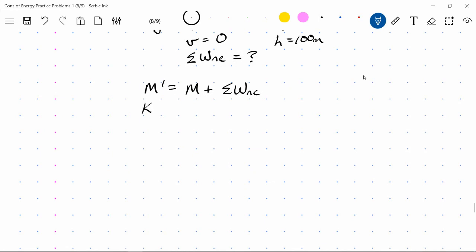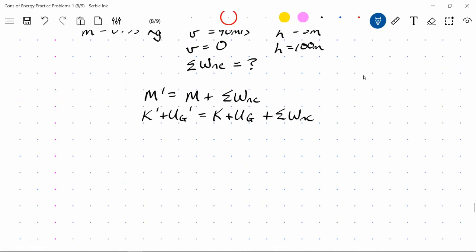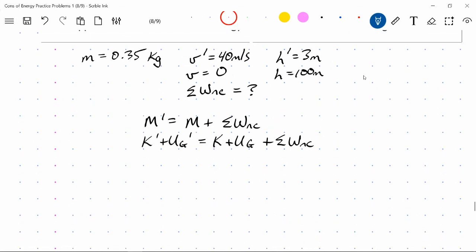K prime plus U gravity prime. This very quickly becomes routine, equal to K plus U gravity plus the net work done by non-conservative forces. Let's cross out the things that we know are 0. Actually, in this case, there's not much. It started from rest, but the height was not 0 in either case, so I'm going to keep both of my U gravities. K prime, it's moving quickly, and of course, the net work non-conservative is the thing that I'm looking for. It's definitely not 0.